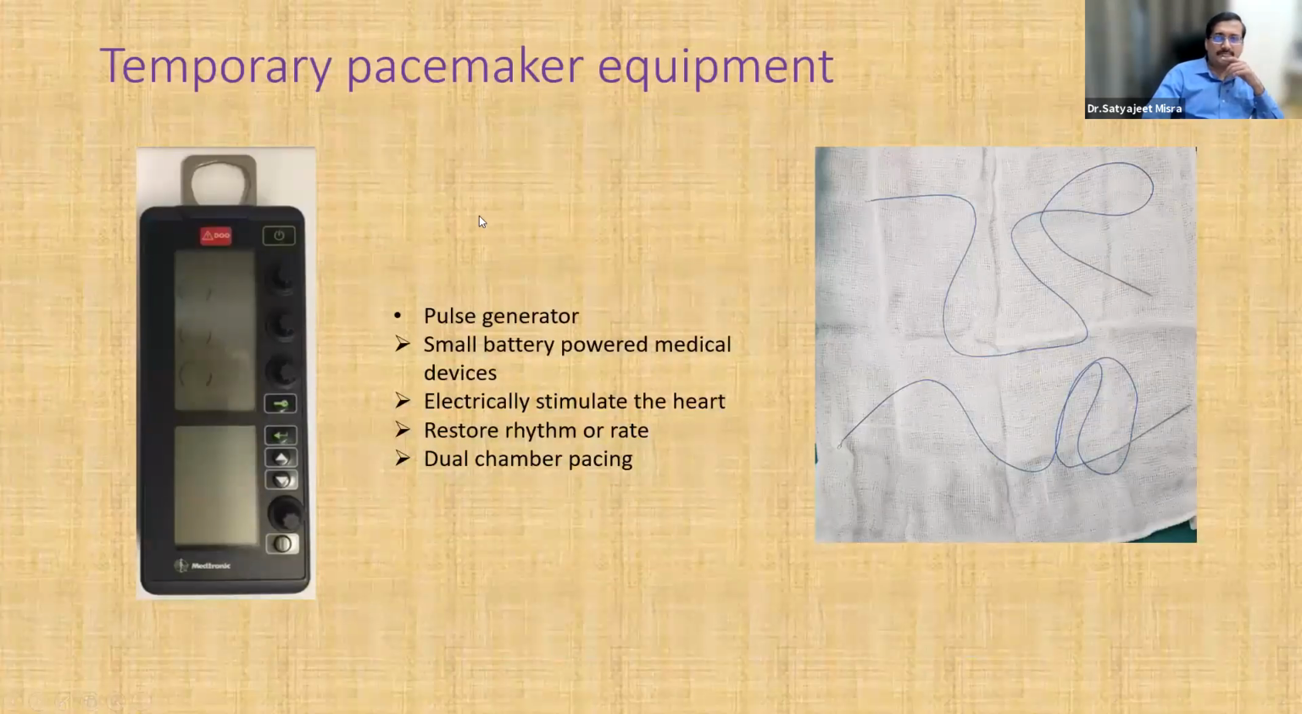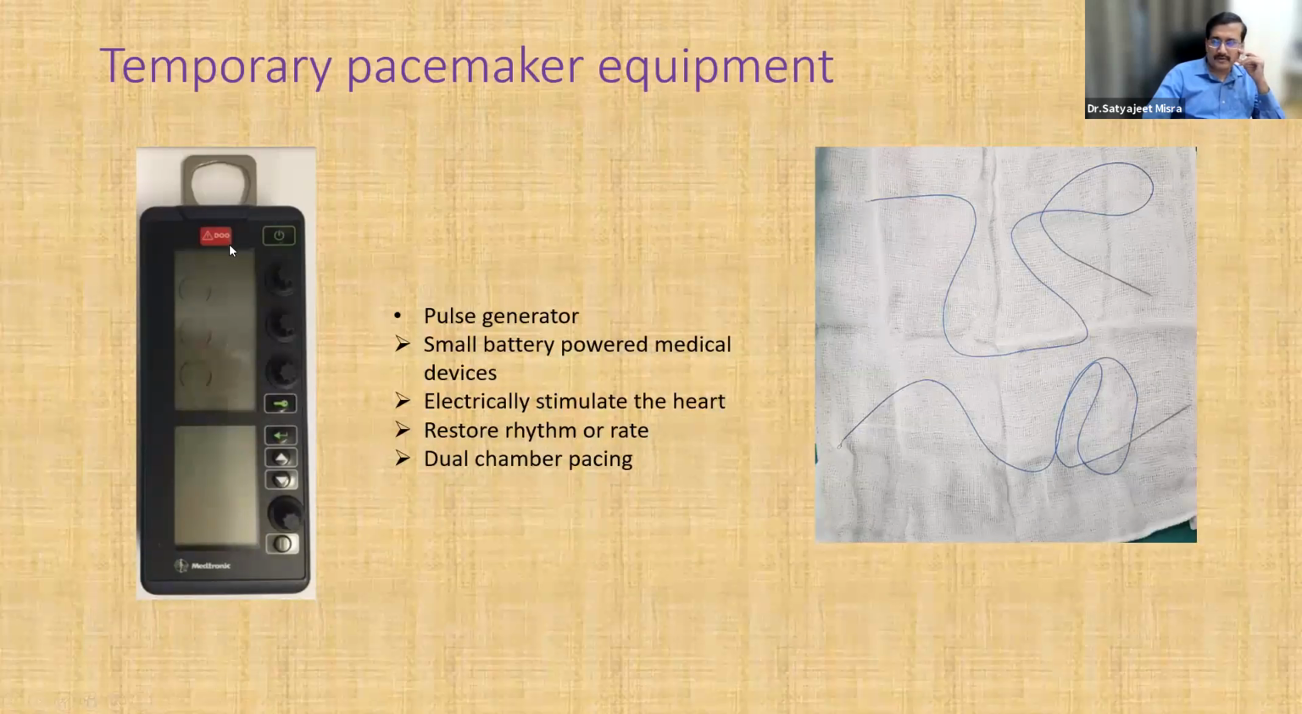So for the temporary pacing equipment, or the temporary pacers, we essentially have the pulse generator. Now most of it comes from Medtronic. So the pulse generator is nothing but a small battery powered medical device capable of generating small direct currents.